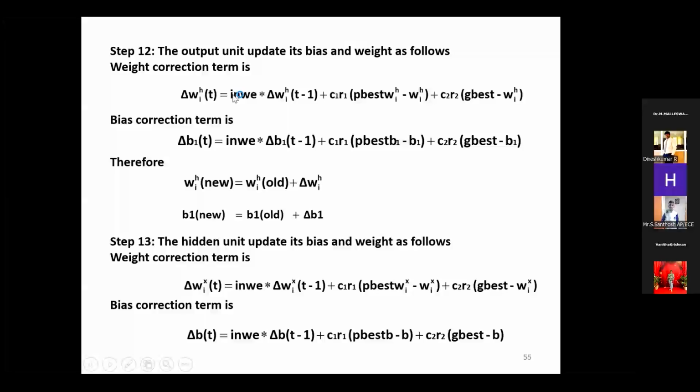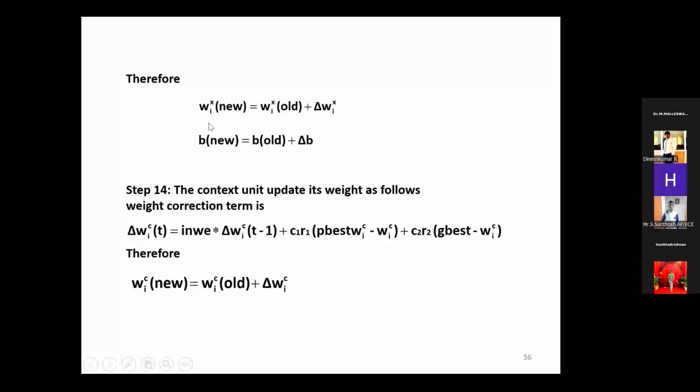This is the output terms of the unit combination. This is the hidden unit update of bias and weight values. This is the same as your output node combinations. Here also we go for the same weight correction and bias correction, and finally you have new values of weight factors and bias values. And these are also your updated values, right? This is from hidden to output.